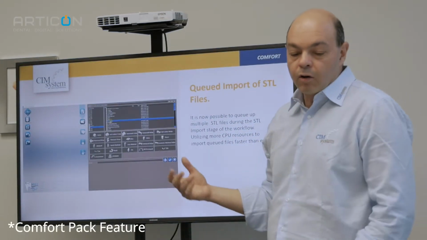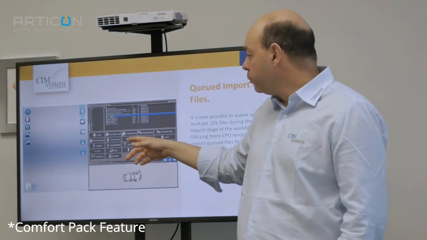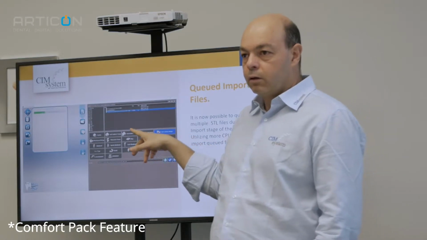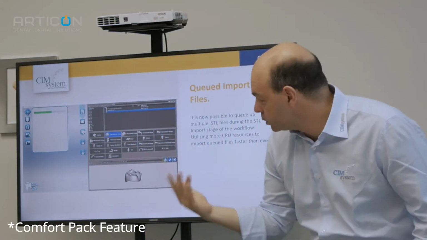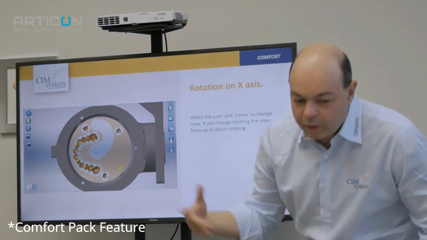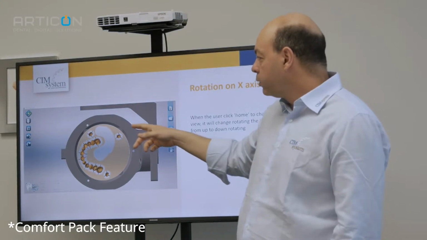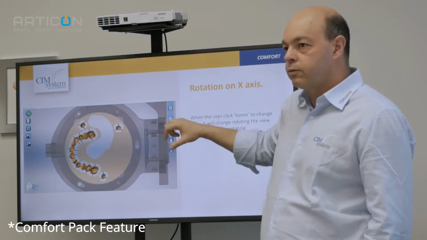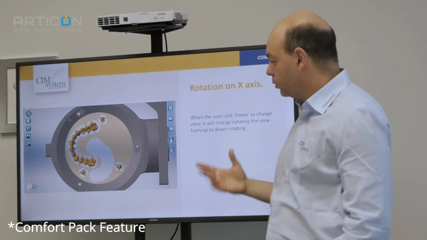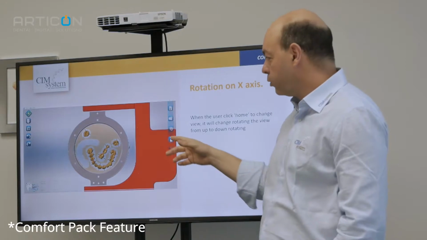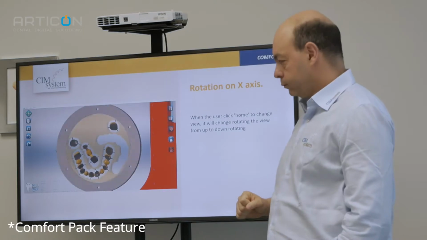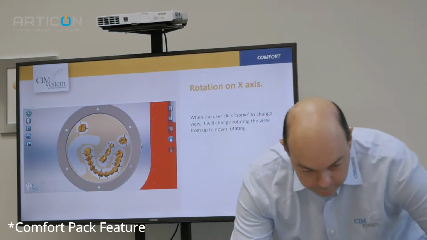Okay, this is not really new, but now it's possible to import more than one STL at the same time, okay, and the software has no way to import file. This is new, but it's not new. Okay, this is only for show. Now when I rotate the axis, the 4th axis is fixed. Before, when I rotated, I rotated everything. Now it's easier to understand. Okay, this is only to show.